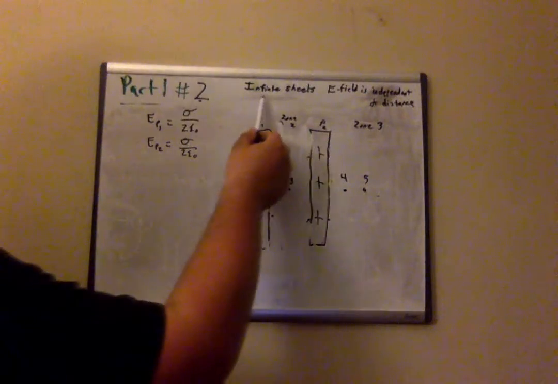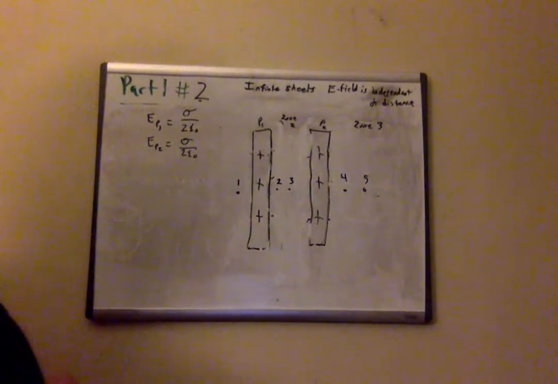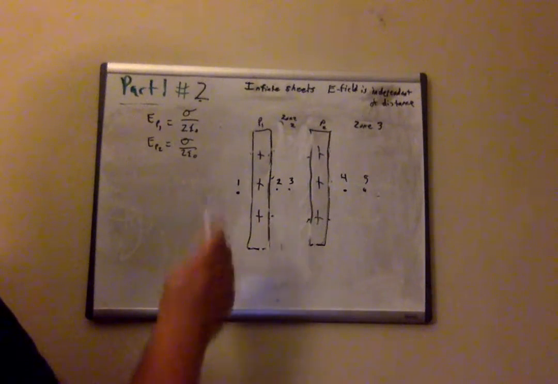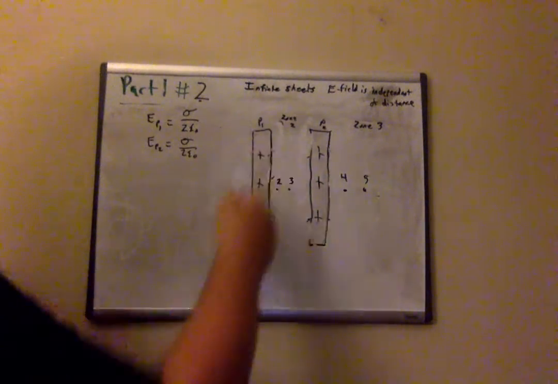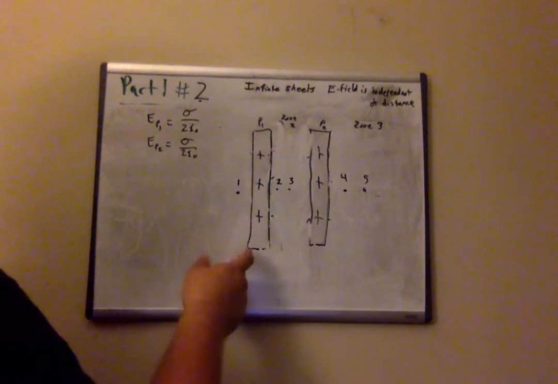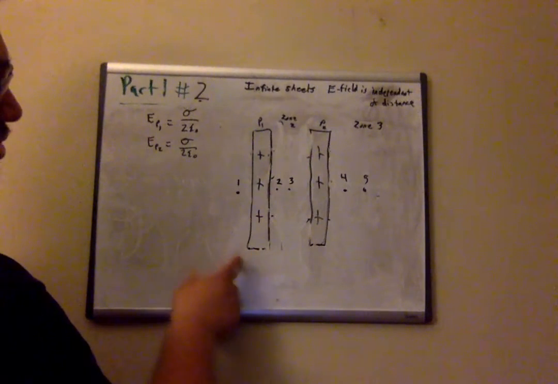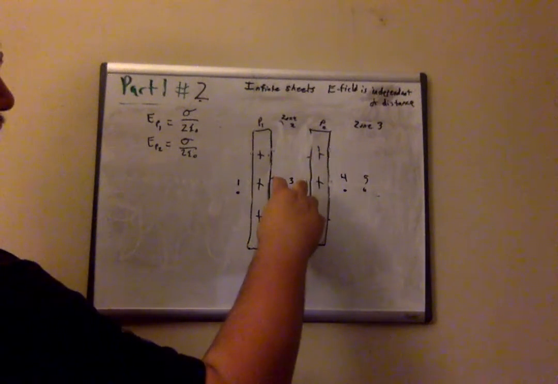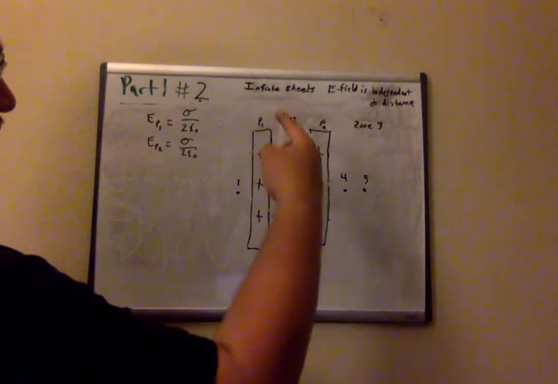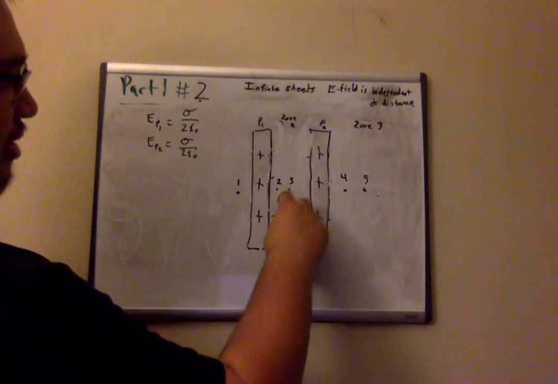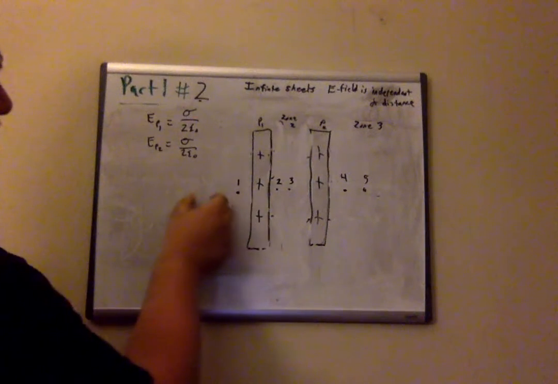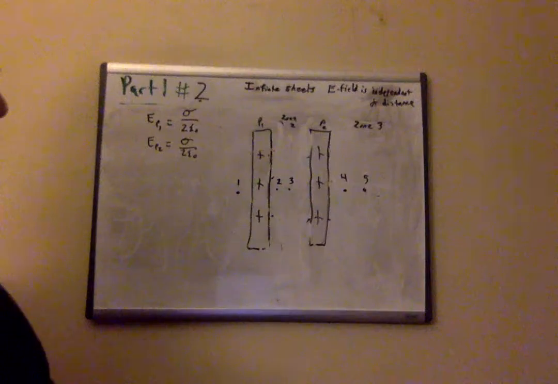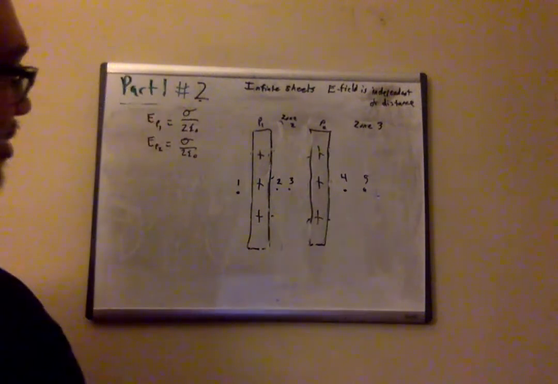Another key thing to remember is that we're identifying these large parallel plates as infinite sheets. When they say large, they're referring to the length of these plates being so large that the distance to a point away is insignificant.